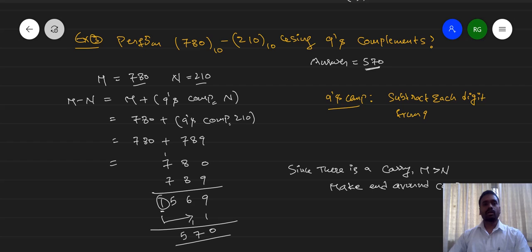In a similar manner, you can perform the subtraction by using r's complement as well. The r's complement is nothing but 2's complement for the binary number system and 10's complement for the decimal number system. The procedures have different sets of steps, and by following those you can find the subtraction by using r's complement as well. That means you can perform the subtraction by using either r's complement or r minus 1's complement.